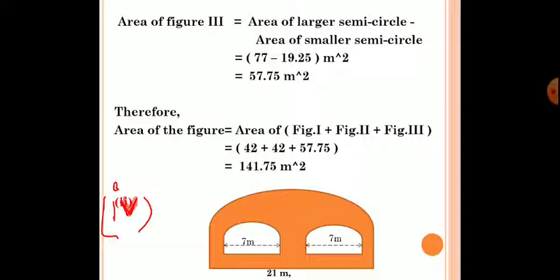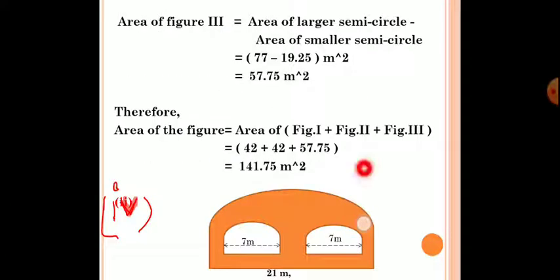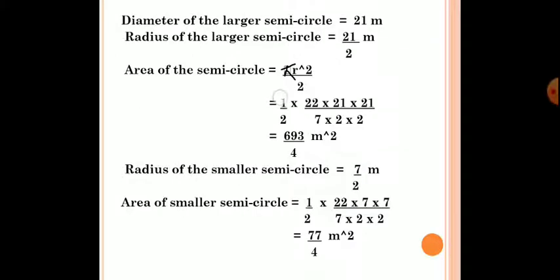Next, part 4 of the same question. Here in the figure we can see that there is a larger semicircle and the diameter of the larger semicircle is 21 meter. Inside there are two semicircles which have been cut out, each of diameter 7 meter. So the diameter of the larger semicircle is 21 meter.